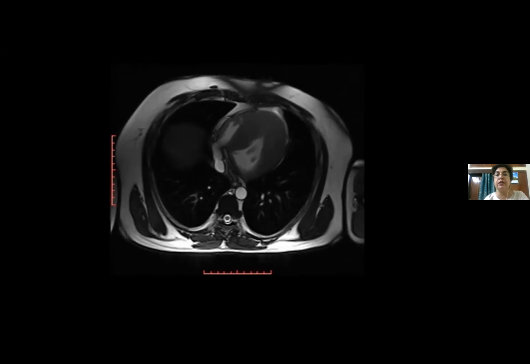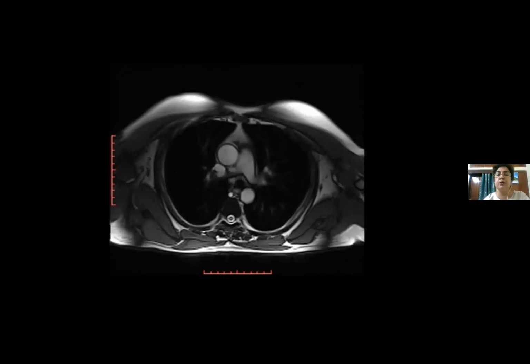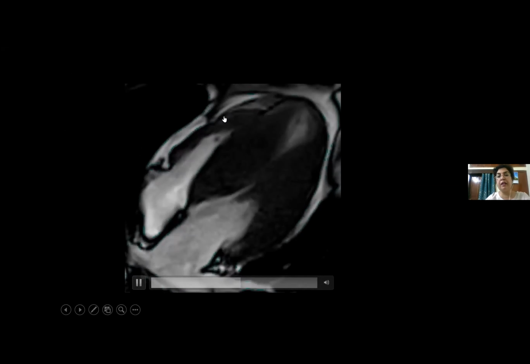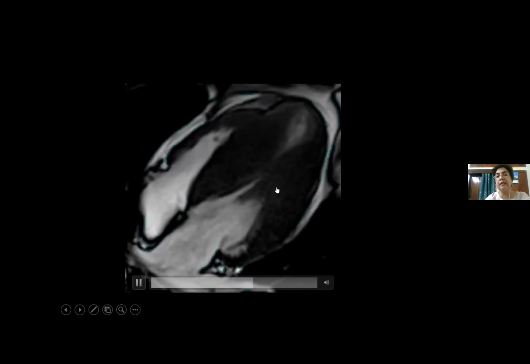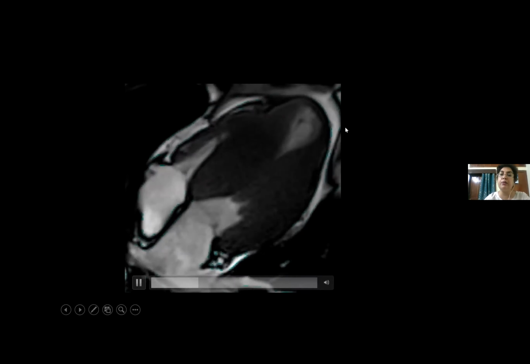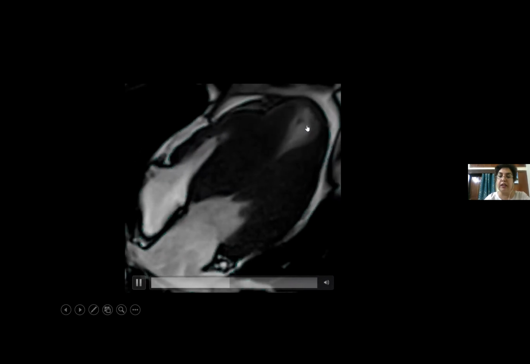This is the initial axial view, which we do for all cases, which showed a lot of LV hypertrophy. But look at the pattern of hypertrophy here. The thickness is in the mid-cavity region, and this kind of hypertrophy pattern can lead to an aneurysm formation in the apical region and thrombus formation here.